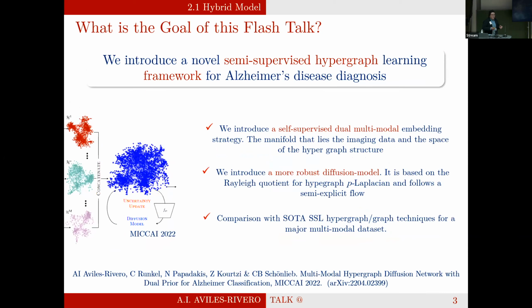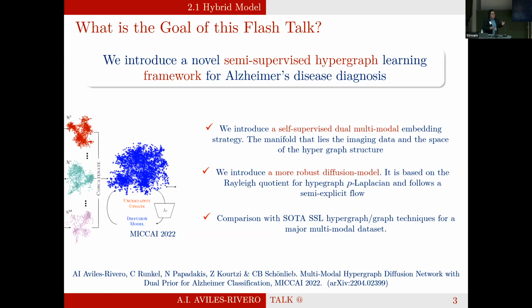Since this is a flash talk, the main idea here is that we introduce a new semi-supervised framework for hypergraph learning. We go beyond pairwise representation. For instance, if you have different patients with early MCI, you have not only pairs of persons that have this relation, you have more than pairwise. So we thought, okay, hypergraph is a perfect setting. So we propose a hybrid model.